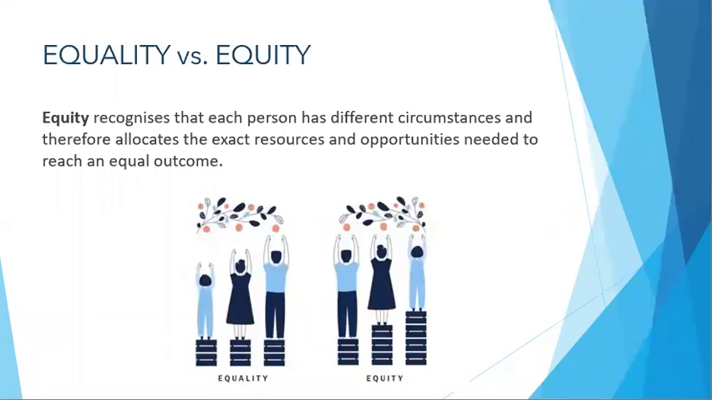In the example on the right, the three individuals are all given a different size of box to ensure that they all ultimately can grab the fruit. That's a good example and representation of the difference between equality and equity.